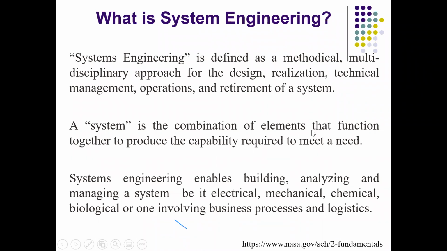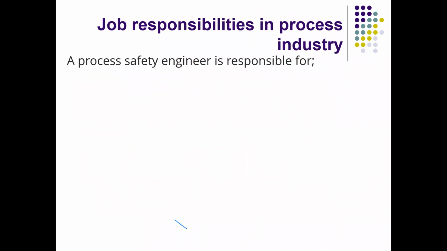So what is a system? It is anything that is combined together to do something useful. Now, job responsibility: what does the engineer do in the process industry, or even any other industry, by the way? When we talk about the process industry, we mean the industry that produces products from raw materials. Mainly you can say the industry is dominated by SABIC and Sadara and its affiliates in the Kingdom.